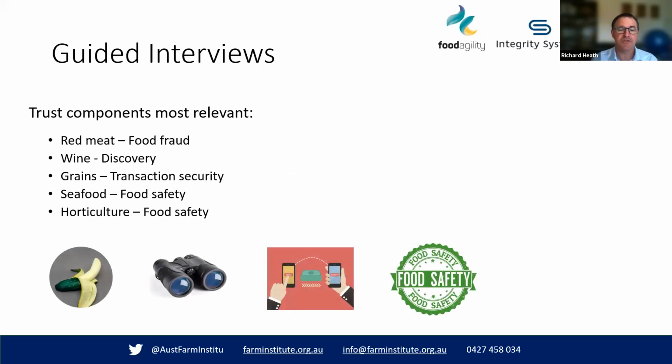So the trust components most relevant, and again, I'll just make it clear, this was a relatively limited sample just because of the scope of the project. But we felt, in terms of the people we spoke to within each sector, it was reasonably representative of the sector more broadly. The trust components most relevant to red meat were food fraud. To wine, it was discovery, particularly in relation to the relationship between grape growers, winemakers and vineyards, so the independent grape growers and the bigger wine companies.